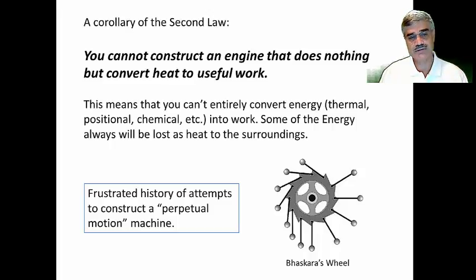Thermal energy to electrical energy, positional energy with respect to chemical energy, etc. We can convert energy between different forms. The second law says that when we do this, some of that energy is always degraded and lost as heat to the surroundings.